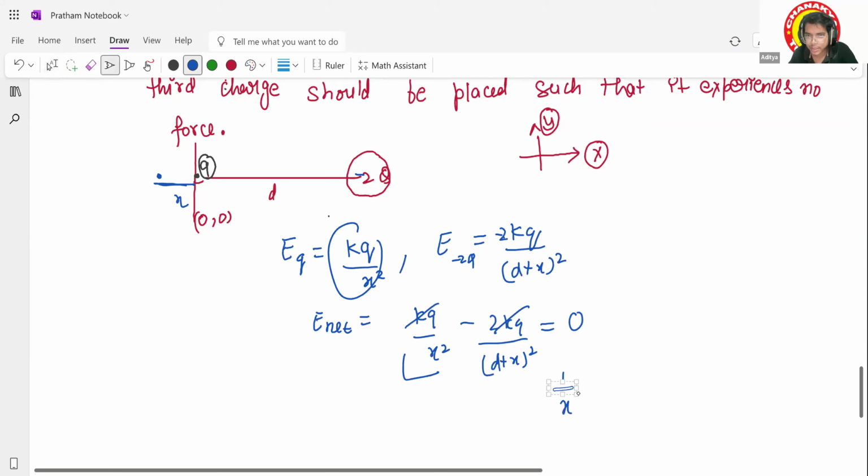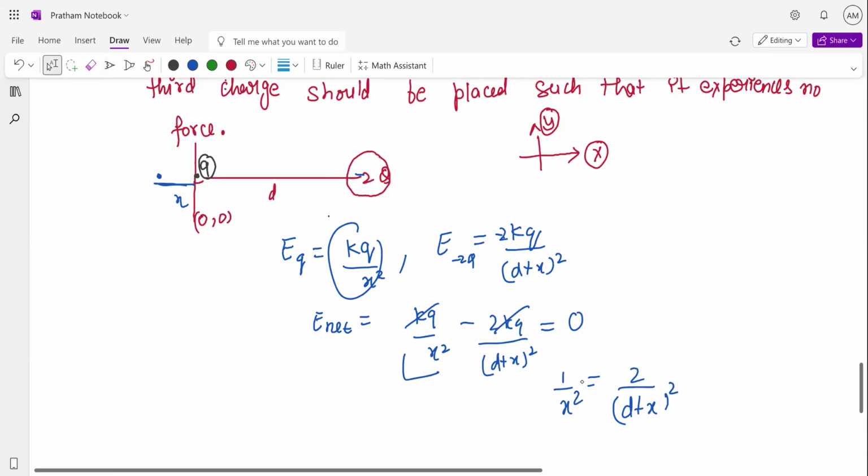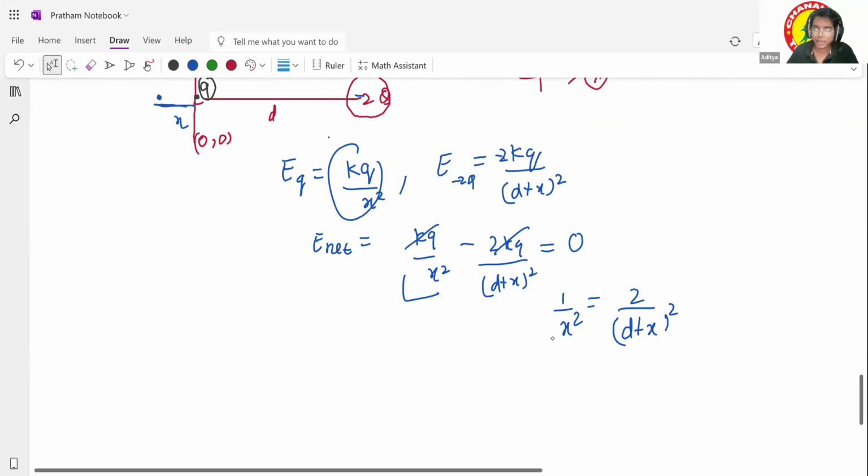So what you got? 1 by x square equals 2 by (d plus x) square. Yeah, this is coming to be the same. I got the same equation. So this is what you got, right? Yes, that's fine. Okay, it is fine actually.